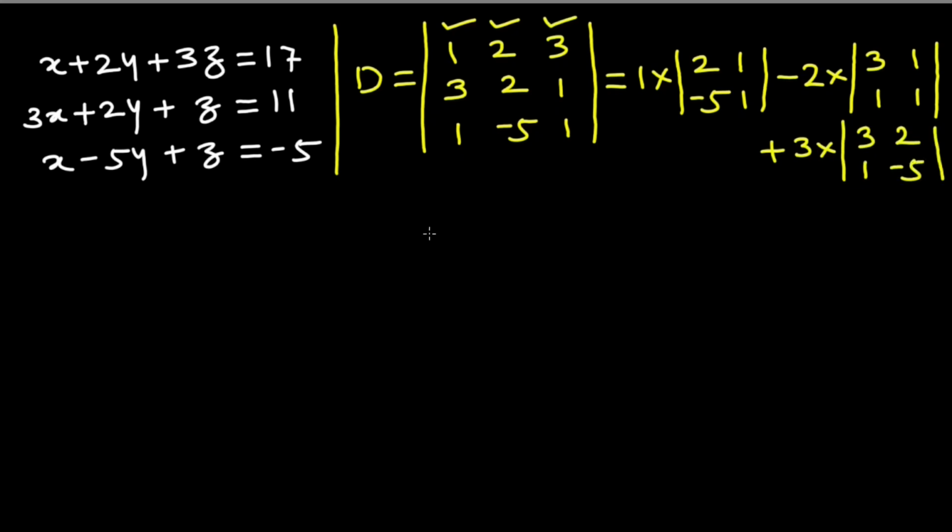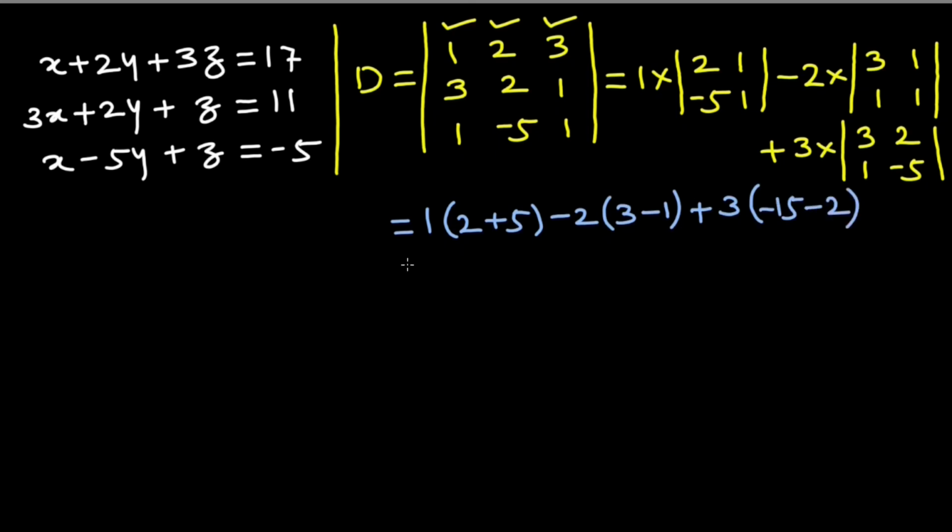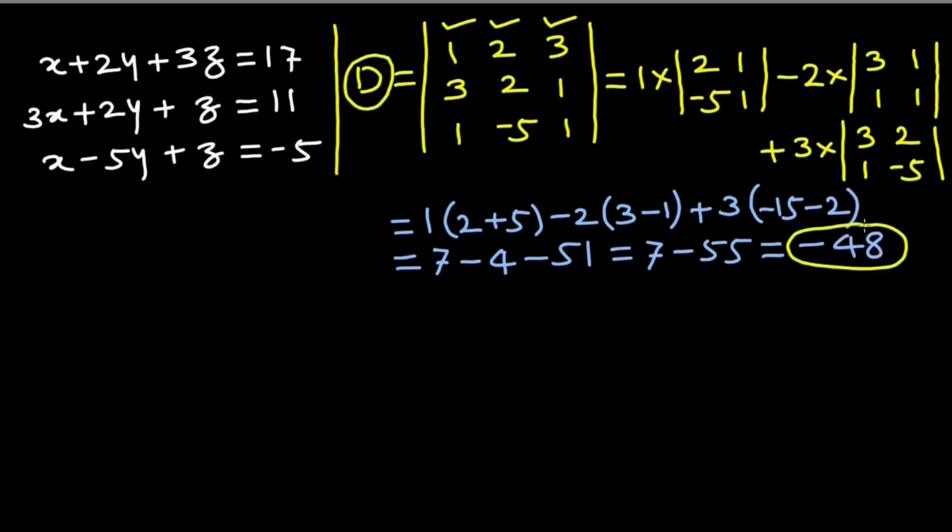It will be 1 into 2 plus 5, minus 2 multiplied by 3 minus 1, plus 3 multiplied by minus 15 minus 2. It will be 7 minus 4 minus 51. It will be 7 minus 55, which will be minus 48. So the value of D is minus 48. We write the value of D equals minus 48.